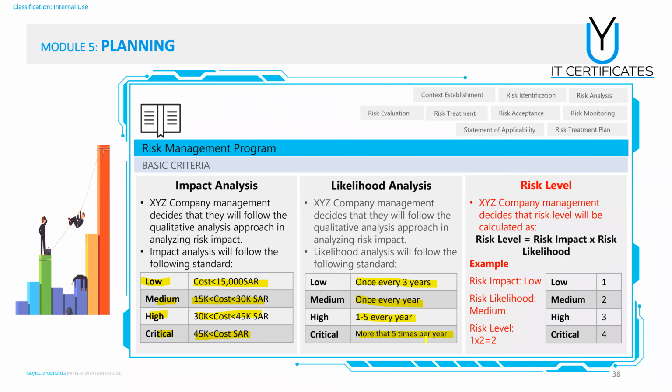How to calculate the risk level? Here we will consider low as 1, medium 2, high 3, critical 4. Then the risk level will be the risk impact times the risk likelihood. If the risk impact is low, that means it's 1, and the risk likelihood is medium, it's 2, then the risk level is 2. Okay, this is the method of calculating the risk level: the risk impact times the risk likelihood.